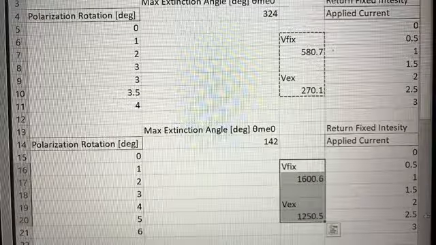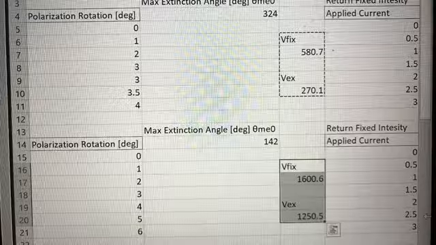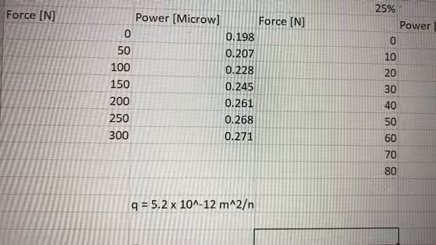The first of our most significant results were the Faraday constants found in this lab. Most notably, it was found that the max extinction angle method was almost 30% closer than the return fixed intensity method for calculating these values. The second most significant result of this lab was the calculation of the stress optic coefficient, which describes the birefringence induced by the stress applied on the crystal.